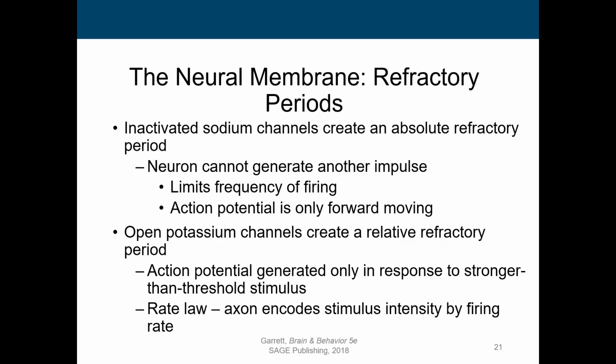And at the end of an absolute refractory period, the sodium channels have closed and the neuron is able to fire again. But please note that the potassium channels remain open for an additional 3 to 4 milliseconds as potassium ions continue to exit the neuron. And this polarity is driven slightly more negative than the resting potential. We call this dip the relative refractory period. Another action potential can be generated, but only from a stronger than threshold stimulus.